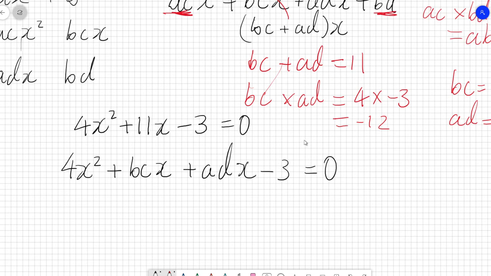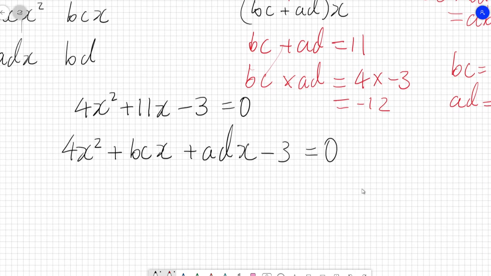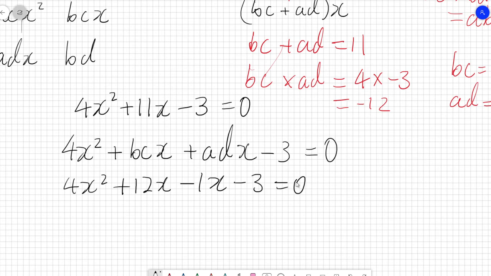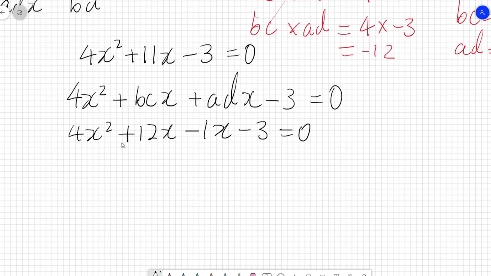So only two numbers satisfy these two conditions because we have two equations. So we have two equations with two unknowns, so they're bound to be two solutions, as we did in simultaneous equations. So we can say, well, BC has to be 12, and we can just write down 4x squared plus 12x minus x, so let's just say 1x, and minus 3 equals 0. Okay, so we have successfully broken down the middle term.